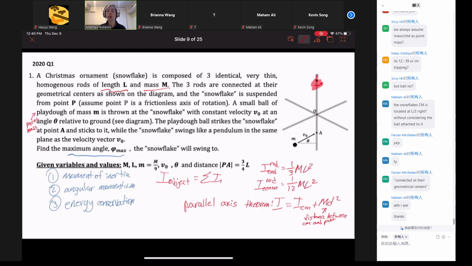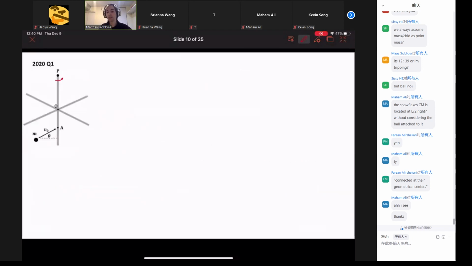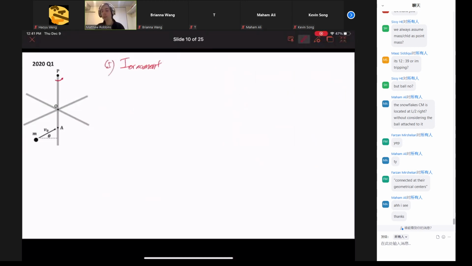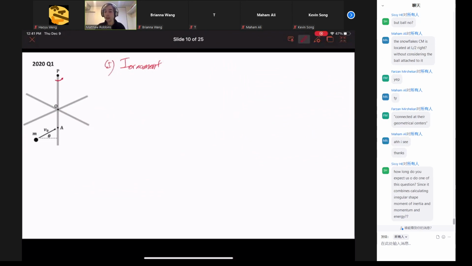So now I want to talk about angular momentum and how we deal with the point mass. From part A, what we calculated was the moment of inertia of the ornament. Sorry, I shouldn't say part A, I should say step 1. Step 1, moment of inertia of the ornament. And then for step 2, I'll talk about that after I answer the question in chat, since I guess many will be wondering it.